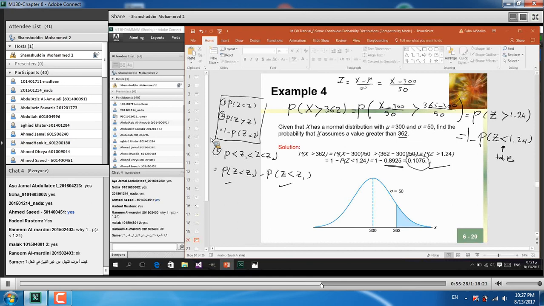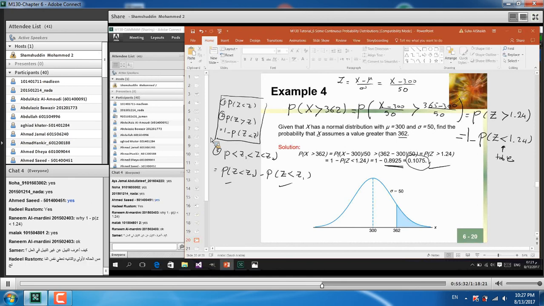Anything normal distribution, Samer, goes directly to the table. Okay, anything normal distribution goes directly to the table. To find it directly from the table, it must be less than. And if it is not less than, I change it to be less than. Okay.